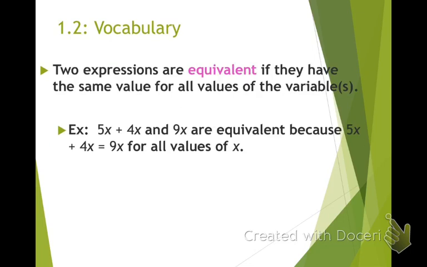So then, last one, it says two expressions are equivalent if they have the same value for all values of the variables. So 5x plus 4x and 9x are equivalent because what's 5 plus 4? 9, right?